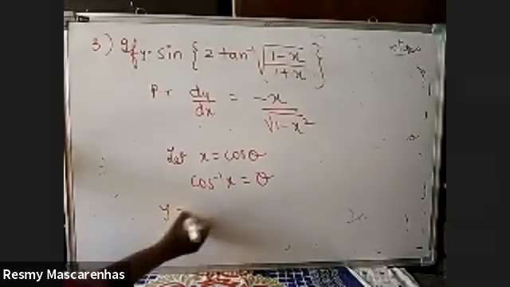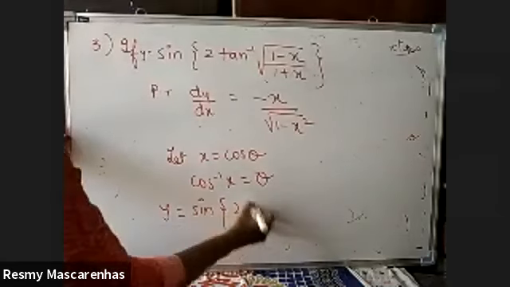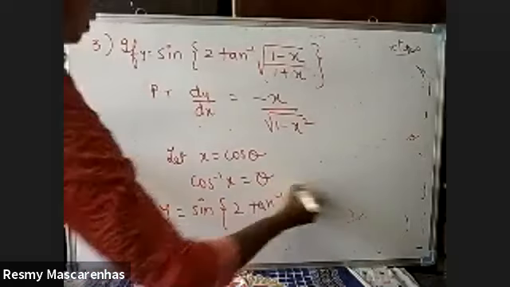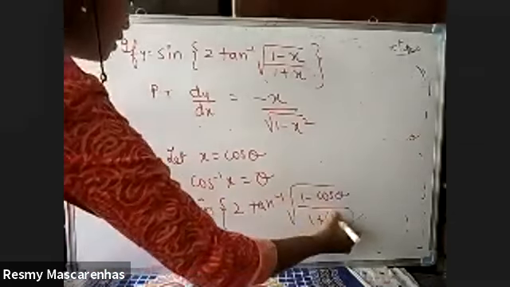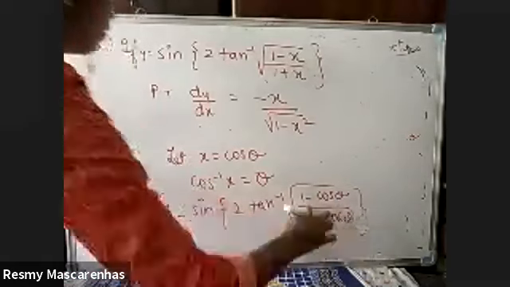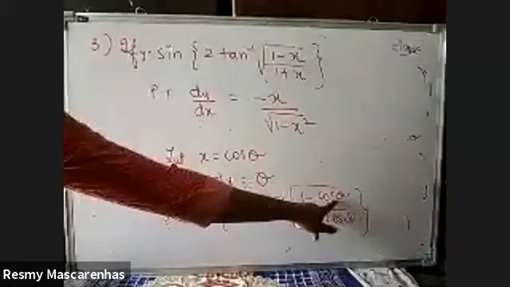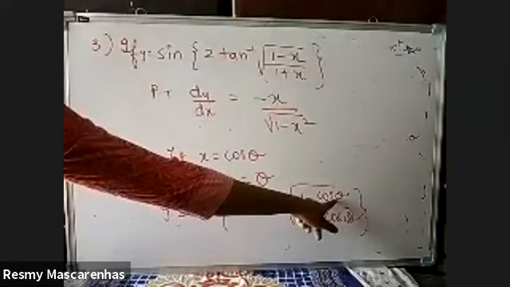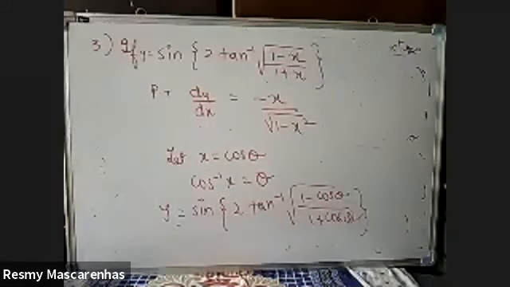So y will be sine of 2 tan inverse of... just now we had done the formula. What is 1 minus cos theta? If it was 2 theta, then it would have been sine square theta, but this is only theta. So it will become theta by 2. So sine square theta by 2. Same way this will be 2 cos square theta by 2. And then simplify.